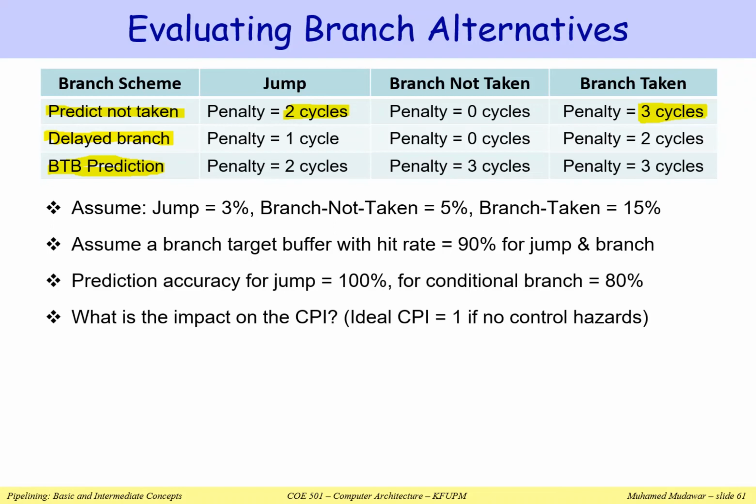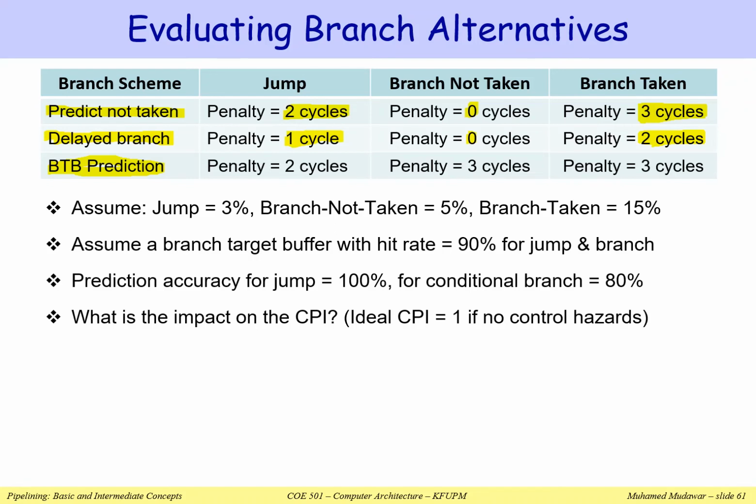In the case of delayed branching, we can reduce the penalty because we can use the branch delay slot. So the penalty of the jump is reduced from 2 to 1 cycle, and the penalty of the taken branch is reduced from 3 cycles to only 2 cycles. Now notice that there is no penalty for a branch which is not taken, so it is just 0 cycles, because remember that in the case of a branch which is not taken, we already have the instructions in the pipeline, so we are not going to kill them.